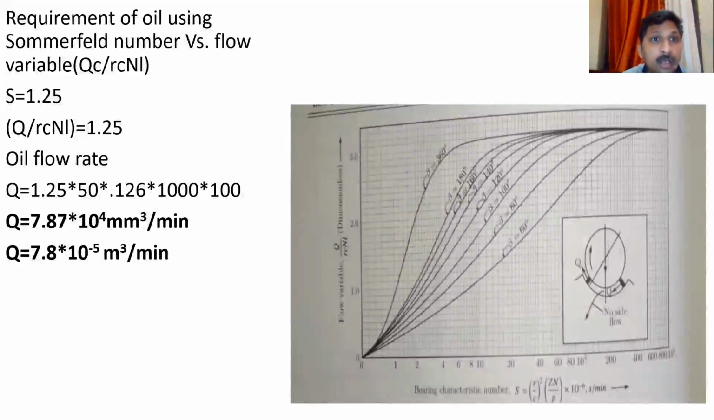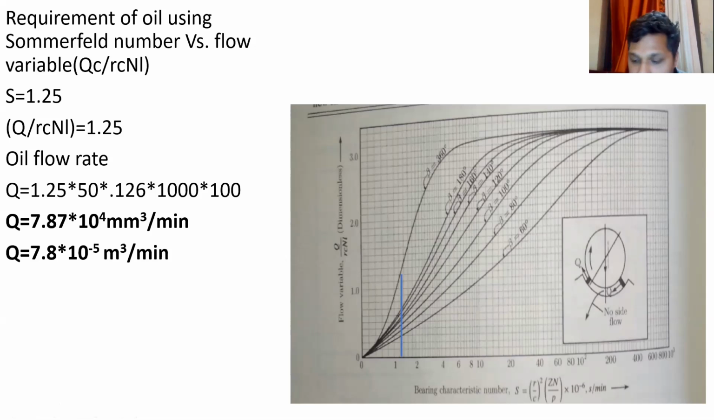Now we have to calculate the oil flow rate required for the bearing. To calculate it, we will use the flow variable versus Sommerfeld number graph. We have calculated the Sommerfeld number in the previous step, and it comes out 1.25. So we will mark 1.25 on the x-axis and transfer this point on the graph, where beta is equal to 360.